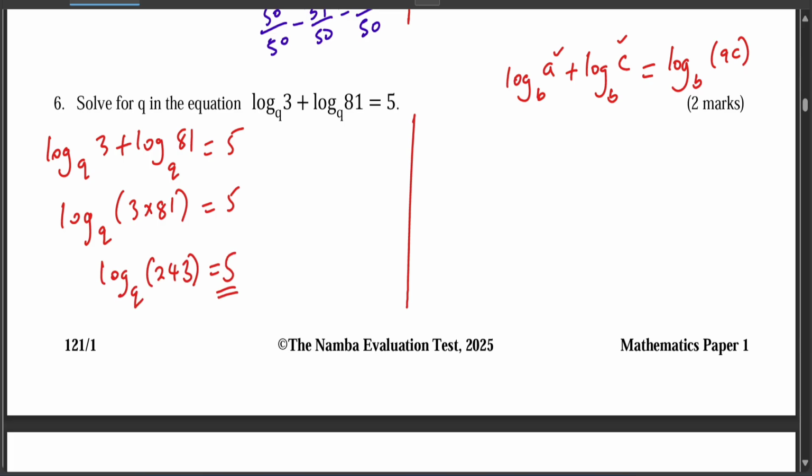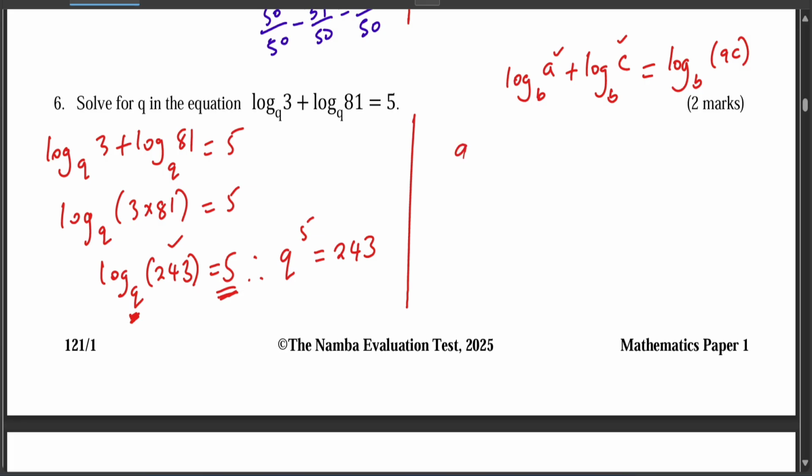Now this 5 is basically the power of Q, because if you now try and change it to index form, it should be written like this: Q to the power of 5 should give you 243, because log is just basically the power of something. So Q to the power of 5 gives you now 243.